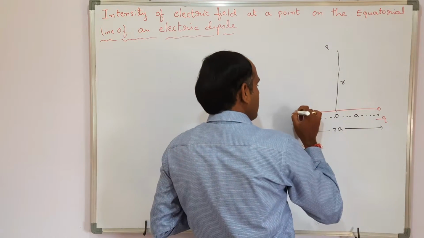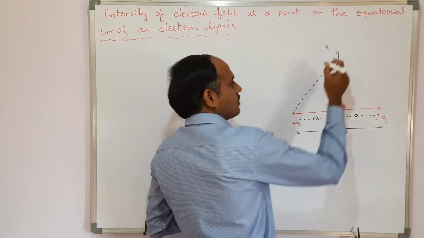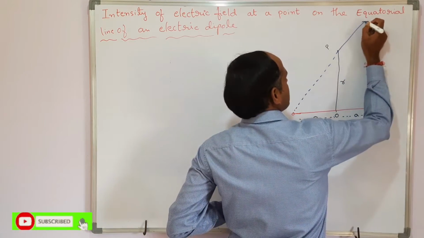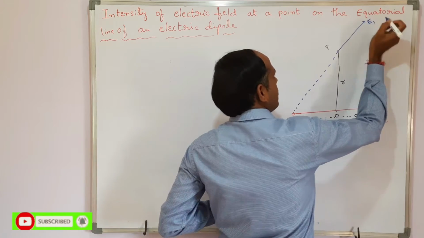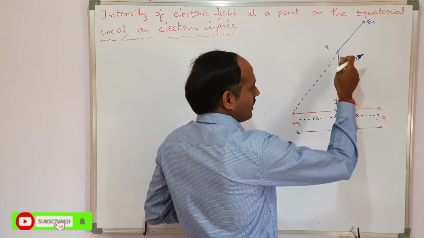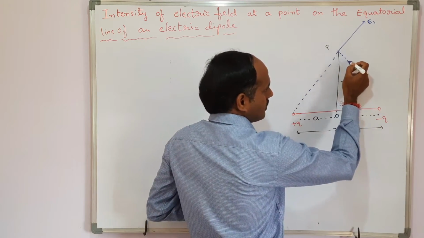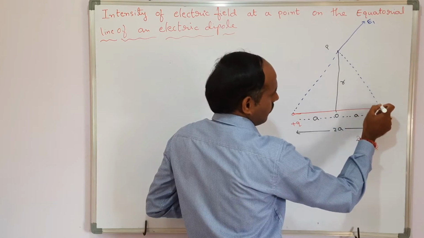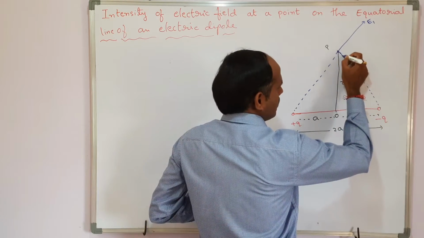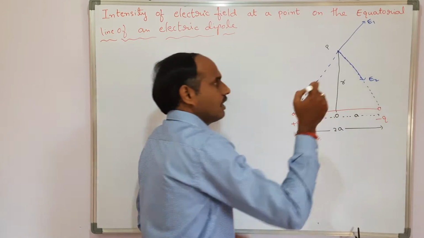So this point P. As it is a positive charge, the electric field due to this positive charge is outward. Let this be E1. And we have the electric field strength at this point P due to this negative charge. This negative charge has its electric field towards it, so its electric field can be drawn as this, towards the negative charge.